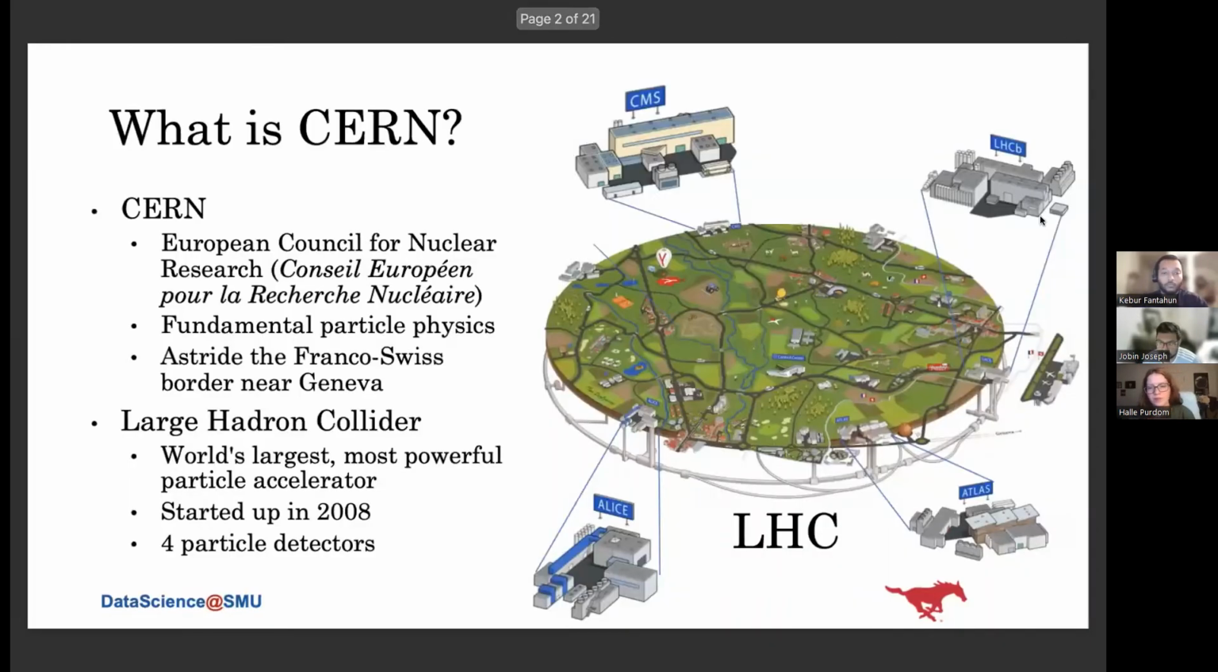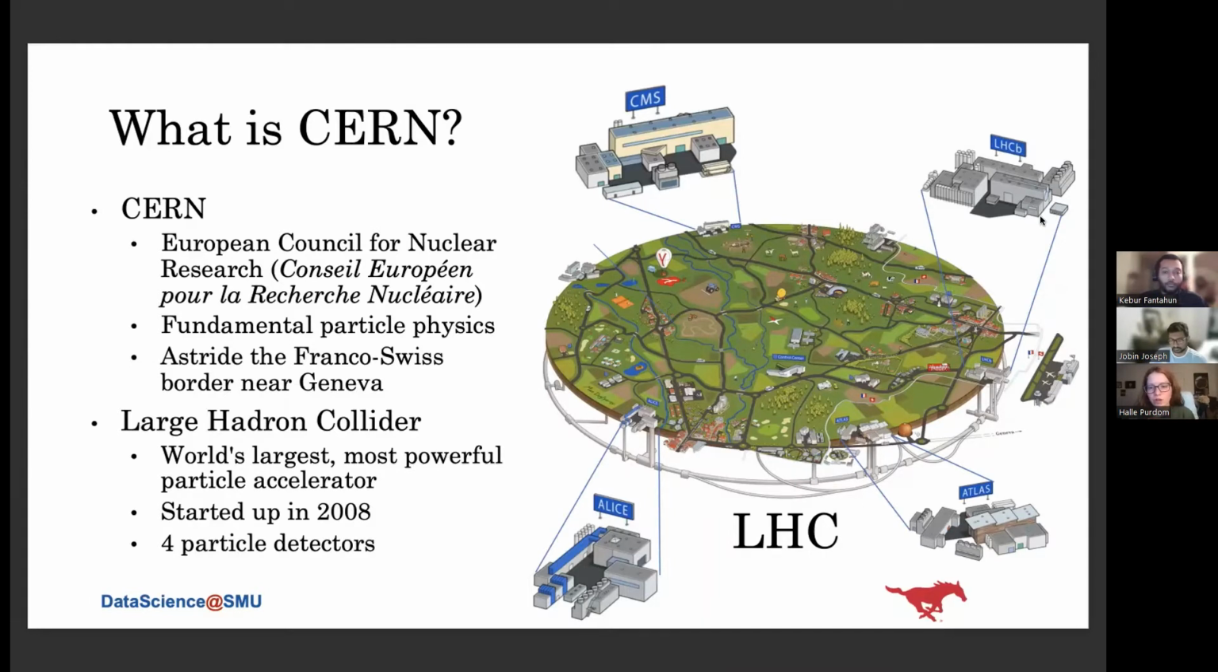Okay, so the first thing we're going to start out with is introducing CERN. CERN is a big organization of scientists, and they're interested in the fundamental building blocks of nature. It's a really big hub for particle physics study, basically. It's based in Europe. The acronym is from the European Council for Nuclear Research in French, and it's on the Franco-Swiss border near Geneva.